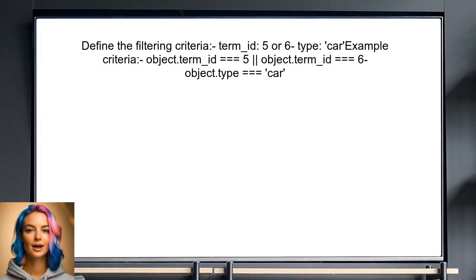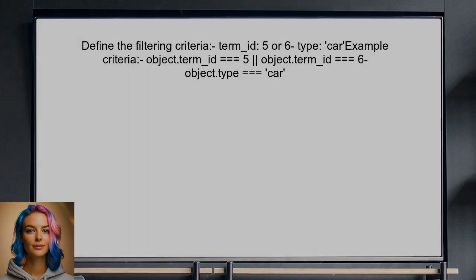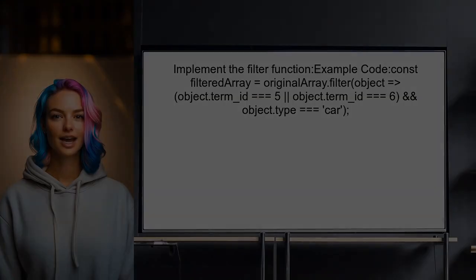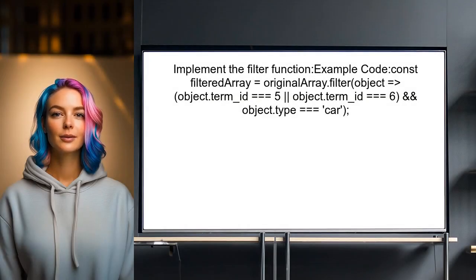Next, the user should define the criteria for filtering. In this case, the user wants to filter by term IDs 5 and 6 and the type car. This can be done by checking if each object's term ID is either 5 or 6, and if the type is car. Now the user can implement the filter function.